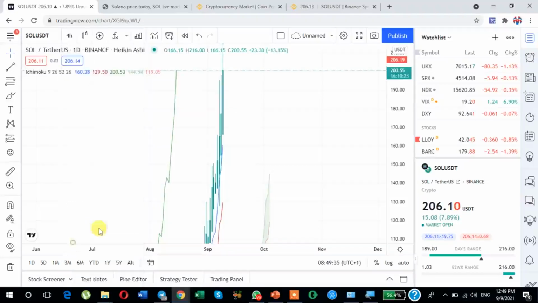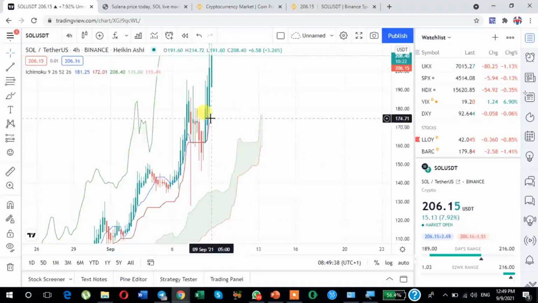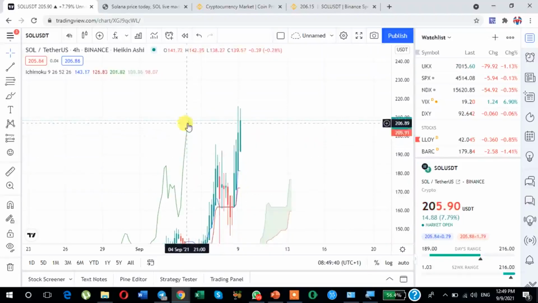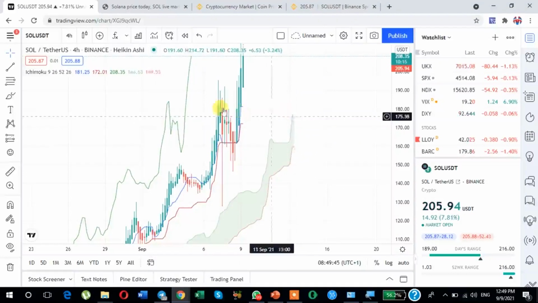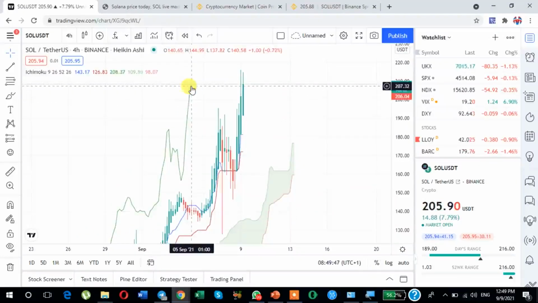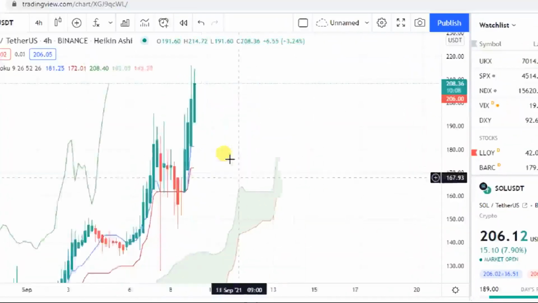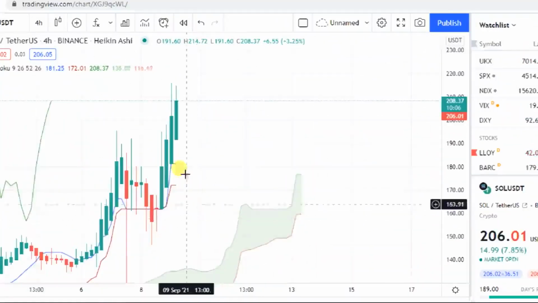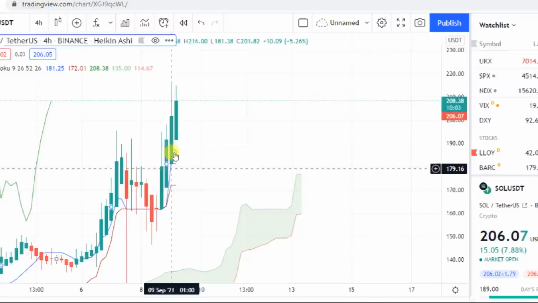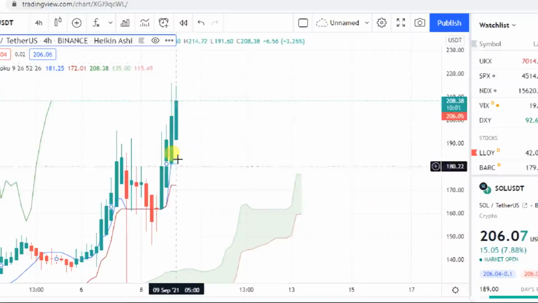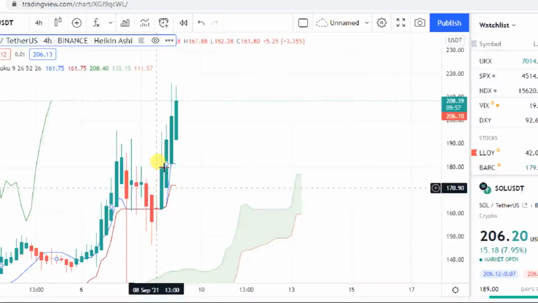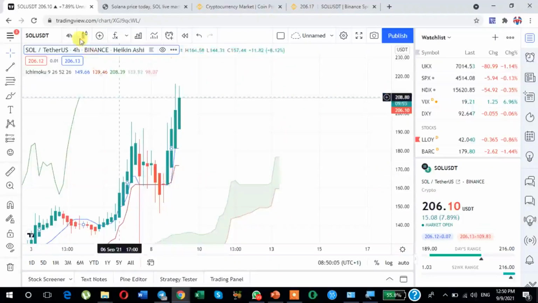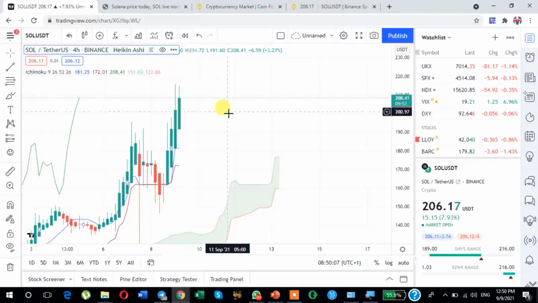If you click here for 4 hours, on 4 hours it's also going uptrend. The cloud is also going up and this green line is also up. The other one, the blue line, is also going up. The red line is down, on the 4 hours time frame.